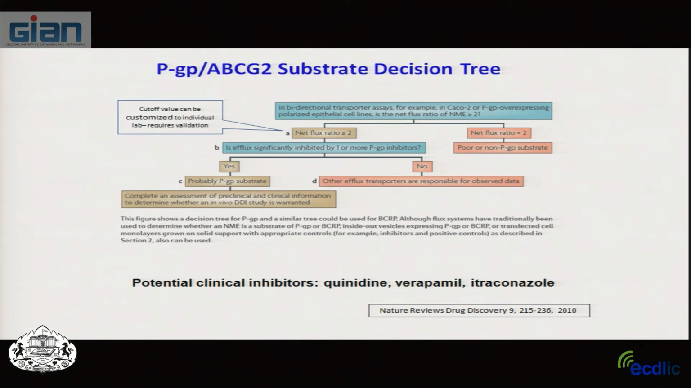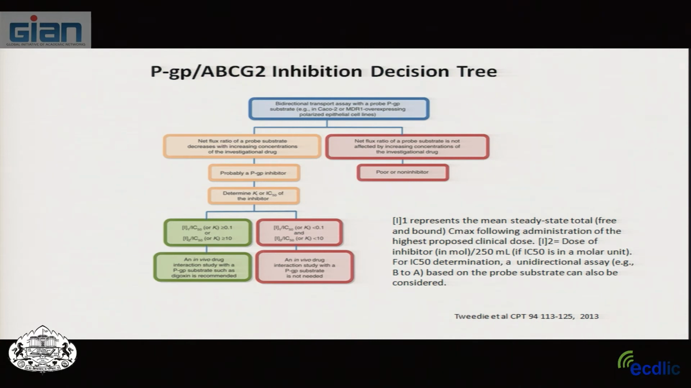And then some of these are the potential clinical inhibitors like quinidine, verapamil, itraconazole. And this is given, I think you have the PDF file of this. This was the first report actually when they started this. It's similar to the transporter substrates, you also have the PGP inhibition decision tree.